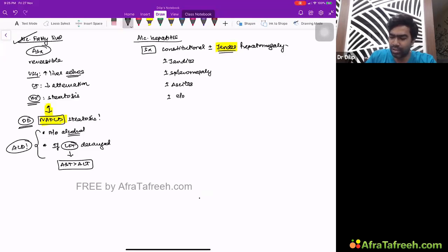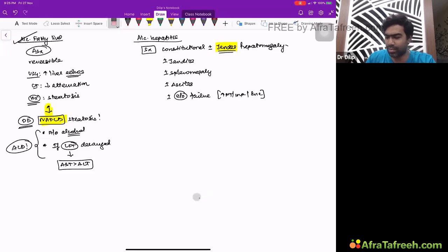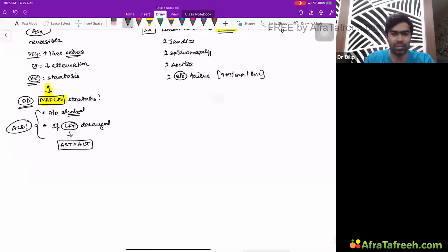They can even have evidence of failure. For example, they can have an elevated PT/INR and they can even have encephalopathy also. It's like any other hepatitis. For example, a severe viral hepatitis can result in development of acute liver failure. Similarly, severe alcoholic hepatitis also can result in development of acute liver failure. So it's one of the reversible causes of acute liver failure as well.